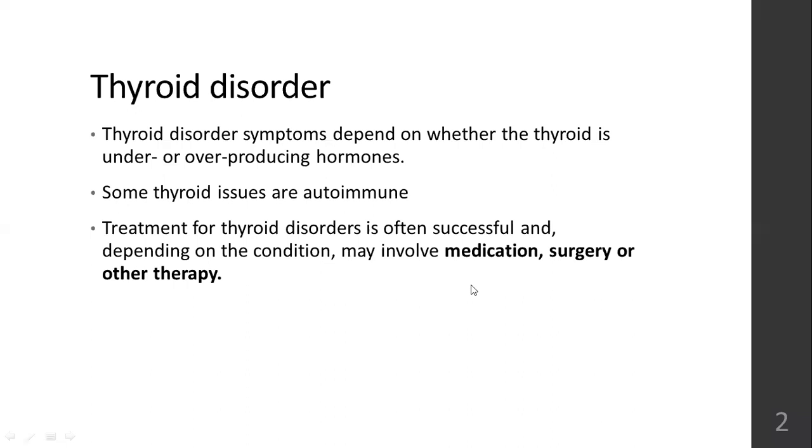Treatment for thyroid disorders is often successful, and depending on the condition or the level of thyroid disorder, it could be some medications, surgical removal of the thyroid gland, or any tumors in the thyroid gland that can be surgically removed, or some other therapy, like radiation therapy in case of thyroid cancers, can be given.